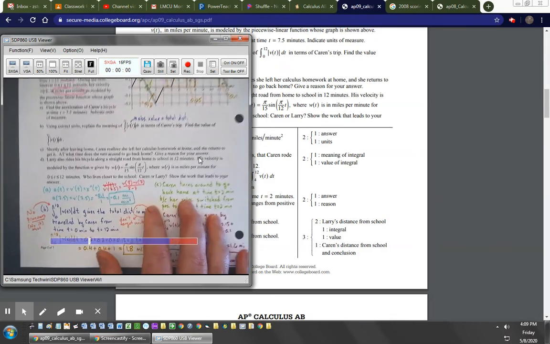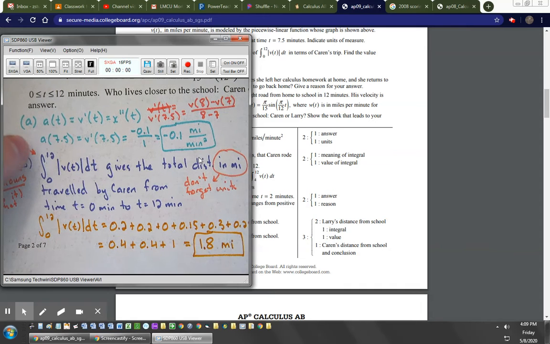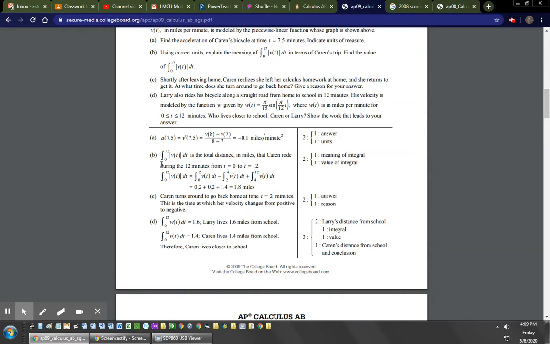I'll try to zoom. Maybe I'll just really zoom in. Maybe that'll be the best way. So if you see how we did it, we defined A of 7.5. Then that was the same as the derivative of velocity, which then turned out to be our answer. So we did it graphically, remember? Now, if you don't have a graph and you just have a function, then you have to do the difference quotient. And then we also remembered our units, so we would have gotten both points there.